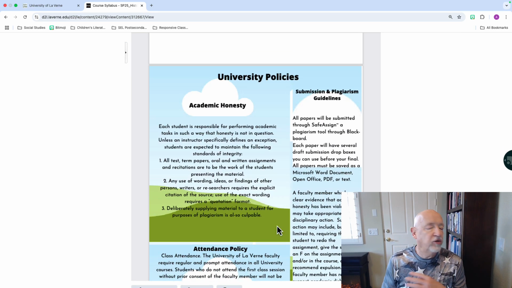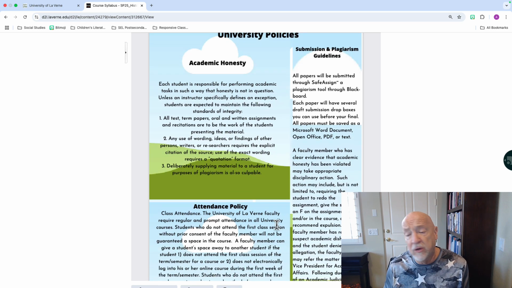Please, please, please don't plagiarize. Give people credit where it's due. If you're going to quote or cite something, give them the credit for it. You would like it if it was you that they were quoting or citing as well.